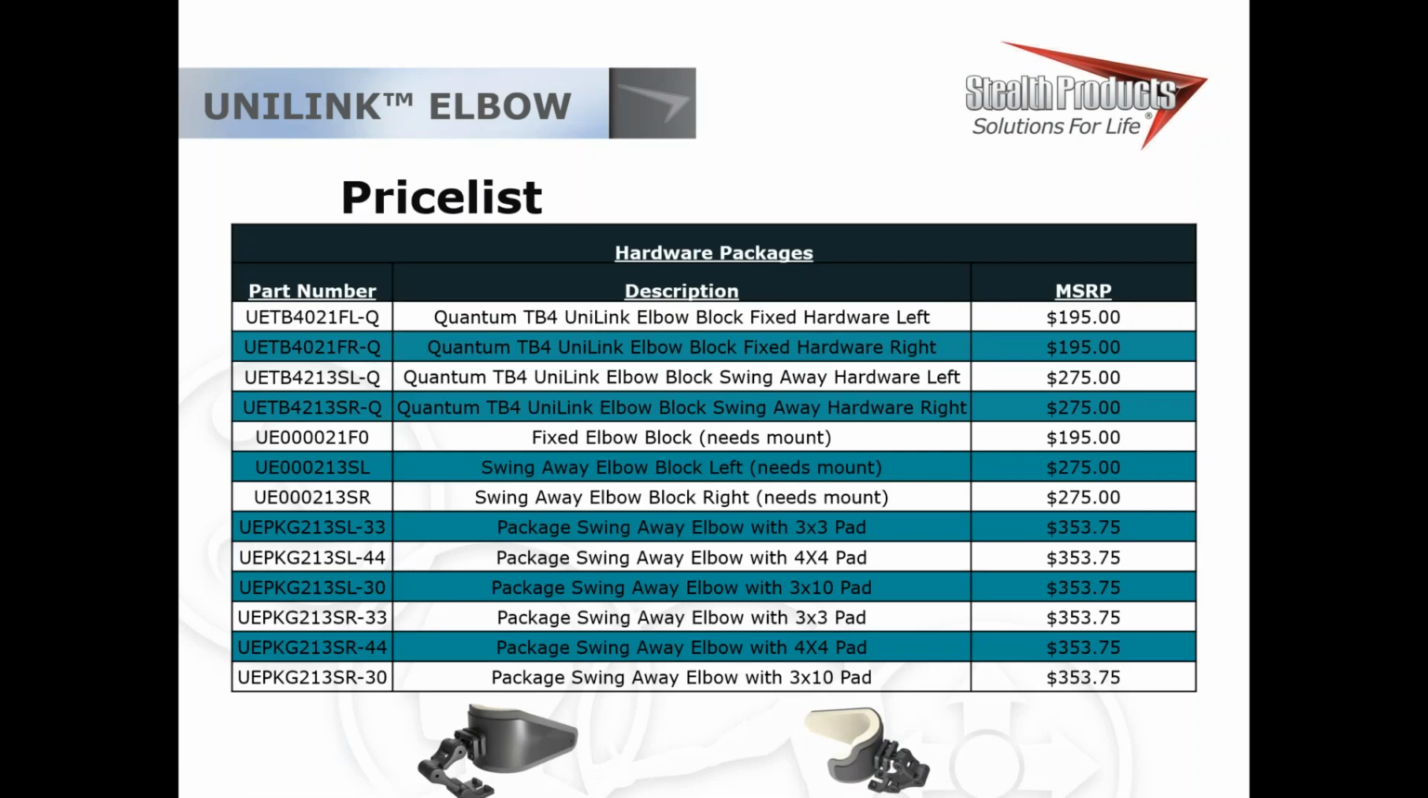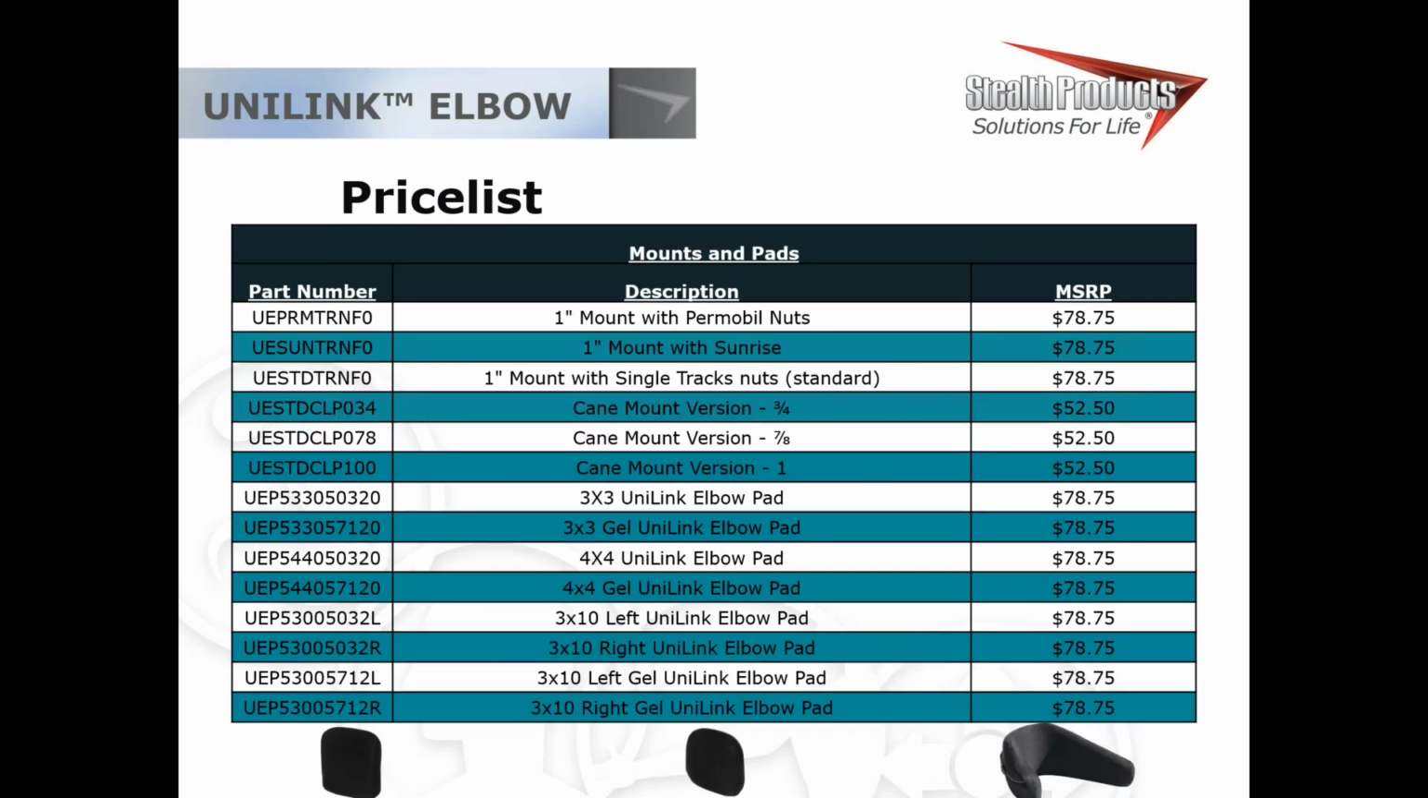Straightforward on the part numbers here. You can get it with or without pads included. Just keep in mind some of them are side specific. We do have those other mounts for the non-side specific version. So we'd have Permobil mounts, we'll have some track mounts I should say, and then the cane mounts.